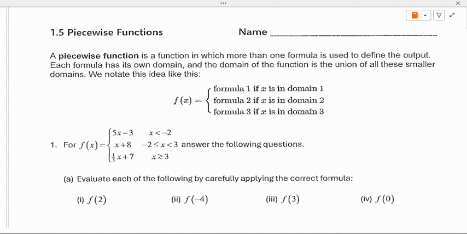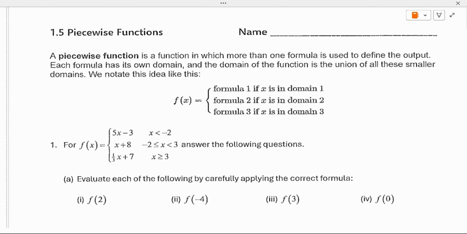It says a piecewise function is a function in which more than one formula or equation is used to define the output. Each formula or function has its own domain, and the domain is the union of all of these smaller domains. So we write a piecewise function like this. f of x equals formula 1, meaning the first equation with a restricted domain, formula 2 with a restricted domain, formula 3, and so on.